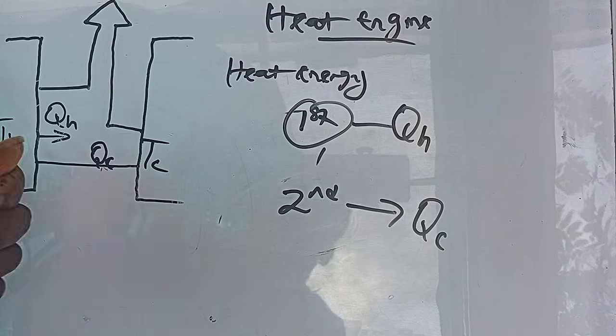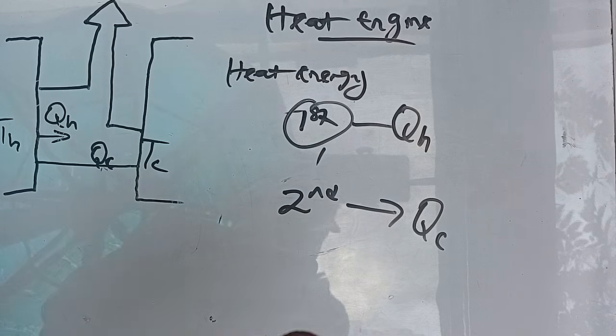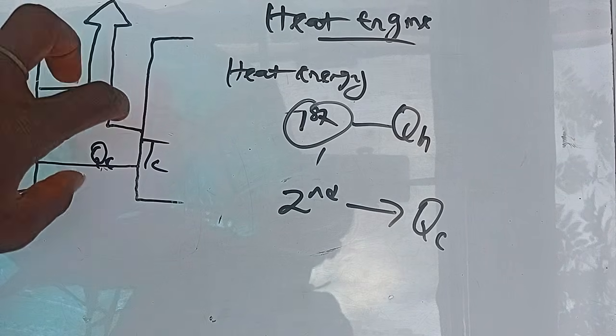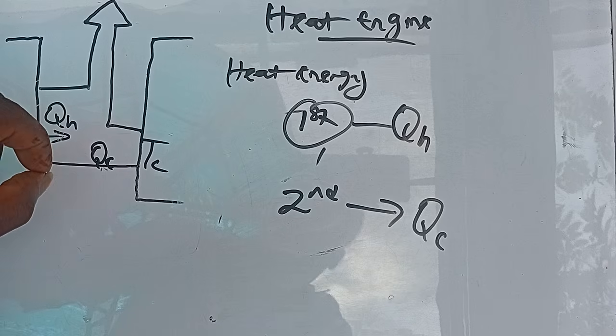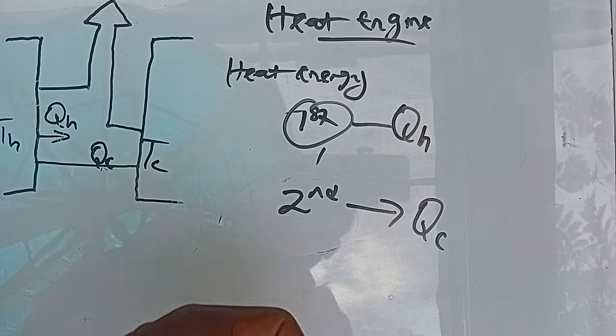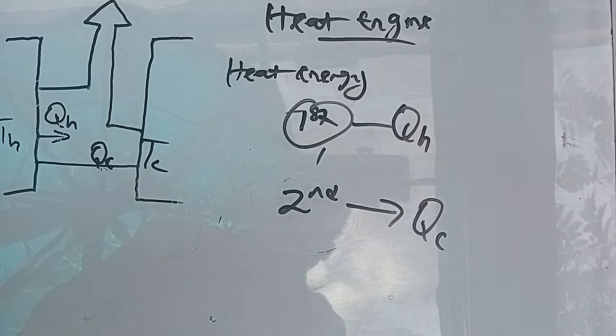But note, not everything can be converted to work, according to the second law of thermodynamics. That's the Kelvin-Planck statement. It says all the heat extracted from the hot reservoir by a heat engine cannot be converted to work. Everything cannot be converted to work. So when we extract heat from the hot reservoir and the heat engine is converting it into work, some of the heat extracted from QH is rejected to the cold reservoir.